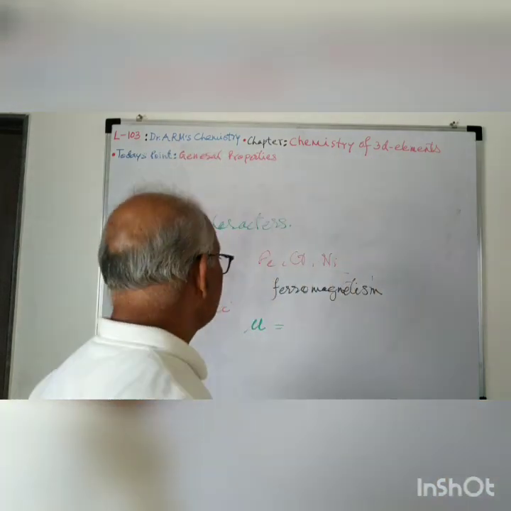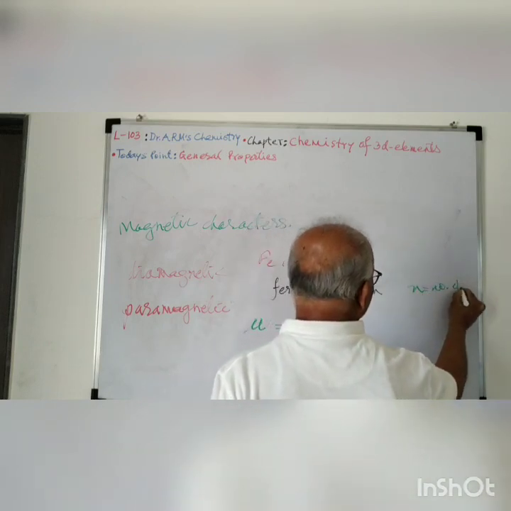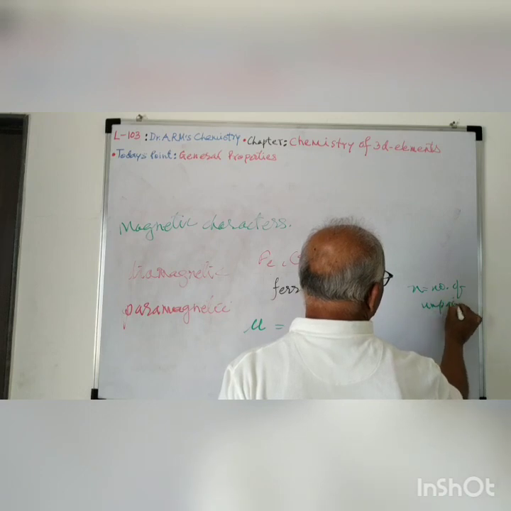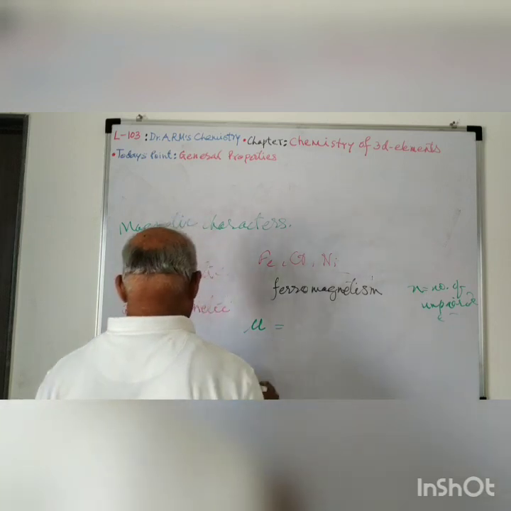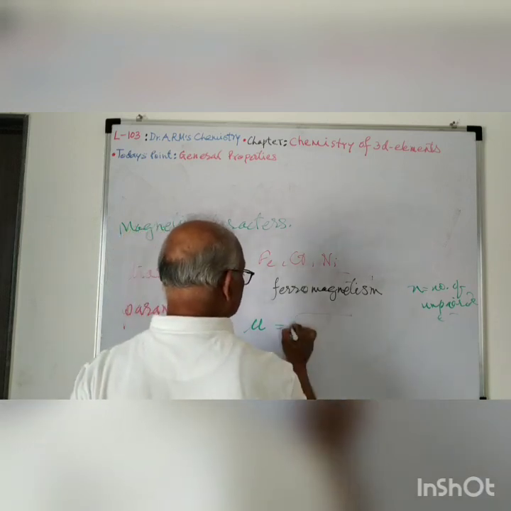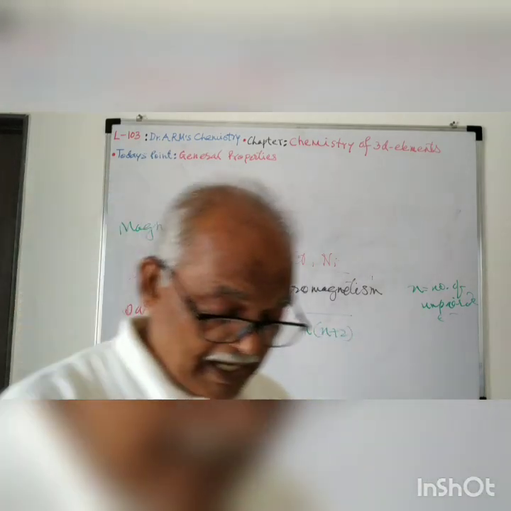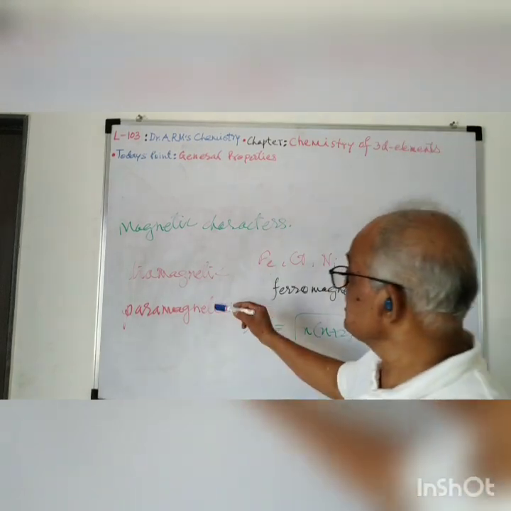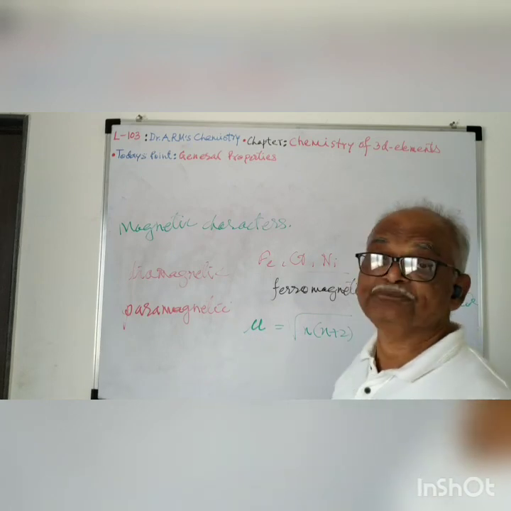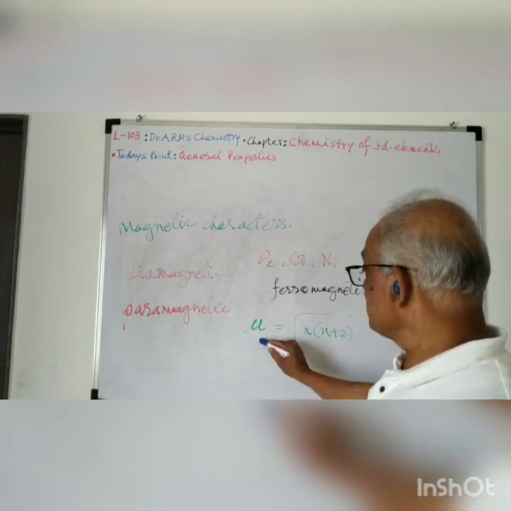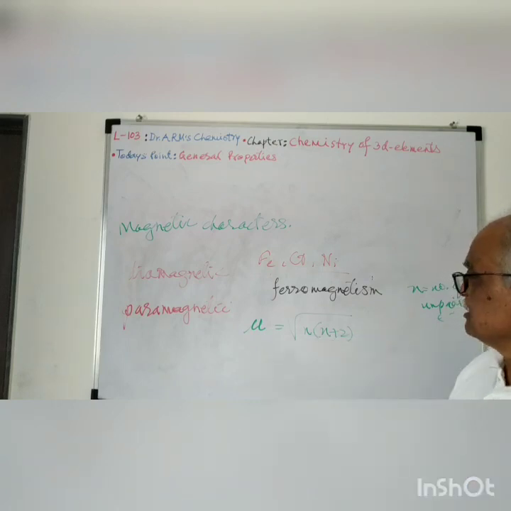This magnetic moment is correlated with the number of unpaired electrons, that is n. So if we consider n as the number of unpaired electrons, then mu is given by the formula square root of n into n plus 2. So by using the magnetic balance method, we can get this mu in Bohr magneton, and from this we can find out the unpaired electrons by using this formula.